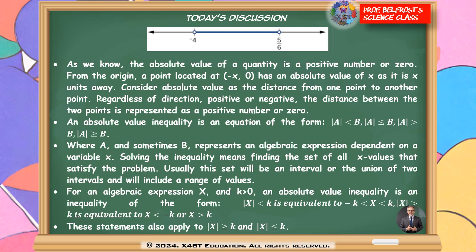Okay, so an absolute value inequality is an inequality of the form. This is a new thing for you, right? So yeah, there are four forms that you can encounter. For an algebraic expression x and k greater than 0, the absolute value inequality |x| < k is equivalent to minus k < x < k, and the absolute value of x greater than k is equivalent to x < minus k or x > k. And this statement also applies to the less than or equal to and greater than or equal to forms.